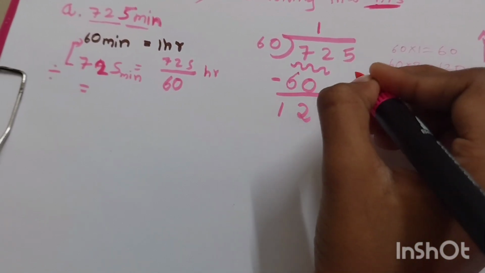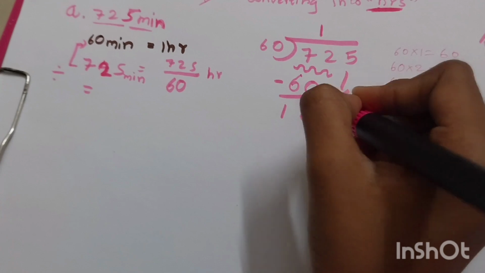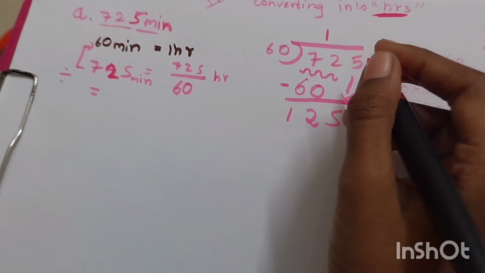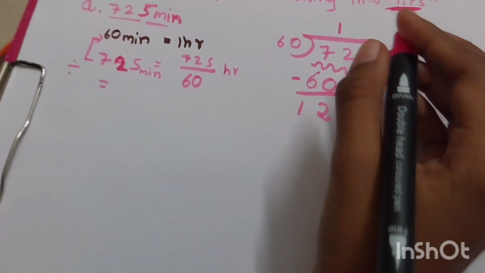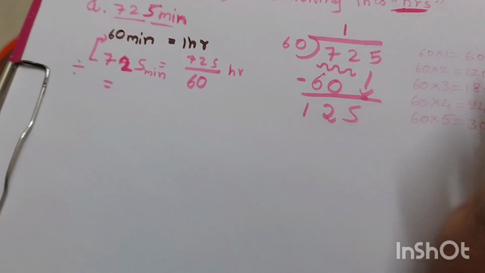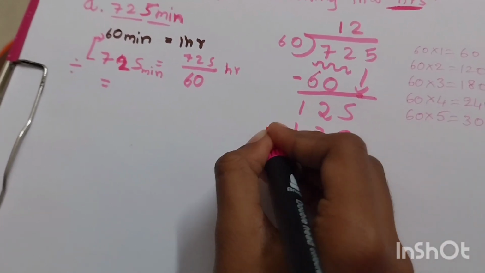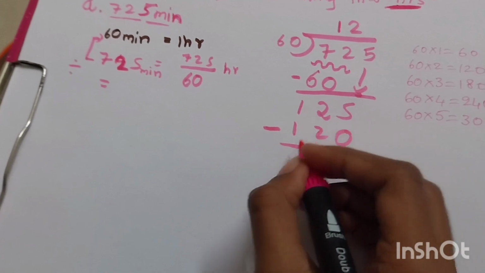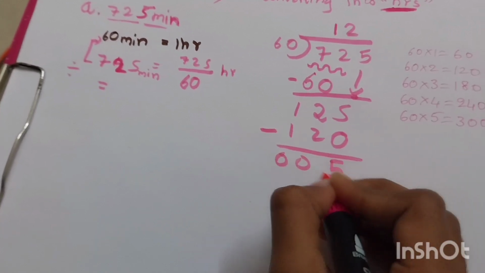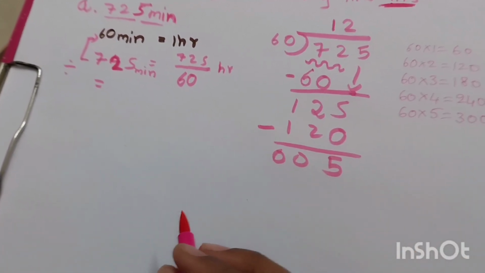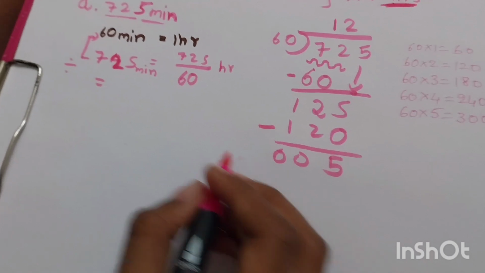That's it. Take the 5 from down. Take the 5 from down. And now 62 is 120. Very easy, right? 5, first 5. So right. Okay. What is the quotient?